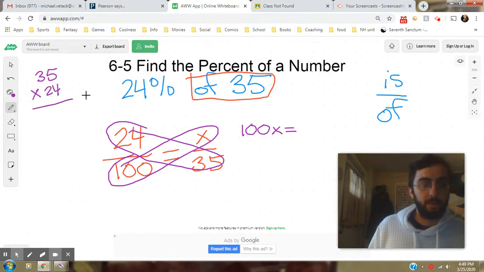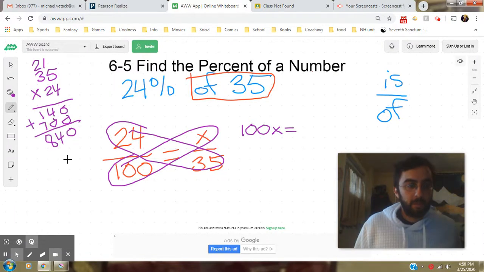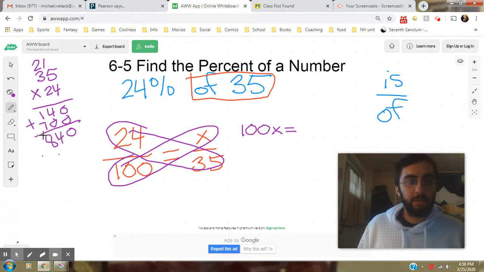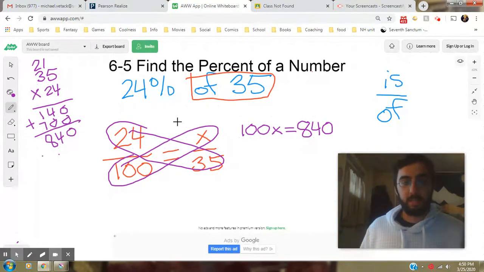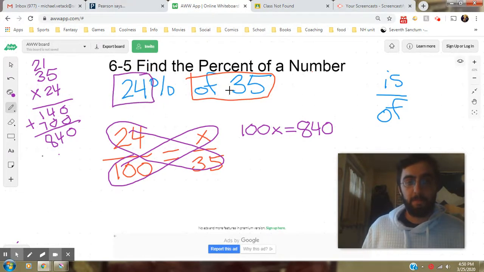So 24 times 35 is equal to 840. And now you'll see the same thing as last time. The nice thing about percentages is because it's always over 100, any situation where you are looking for the is, or the numerator, the part, you're really just taking this number, multiplying it by this number, and dividing by 100. You'll notice that as you do these more often.